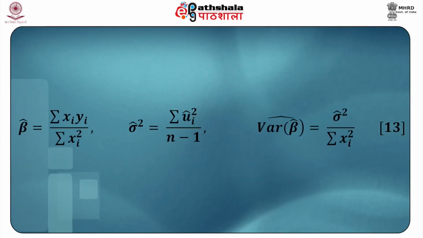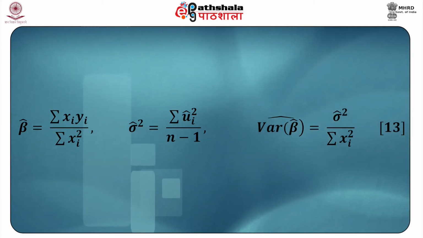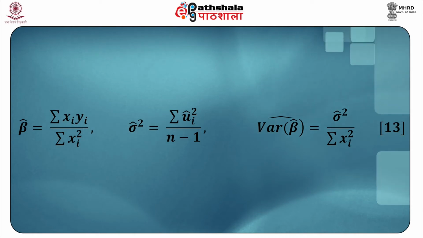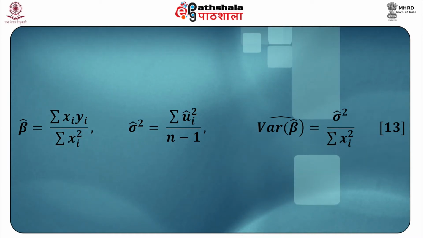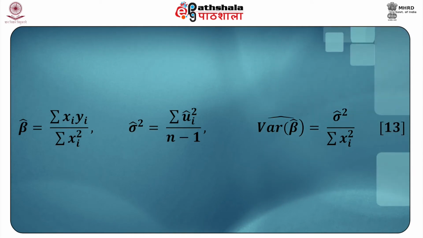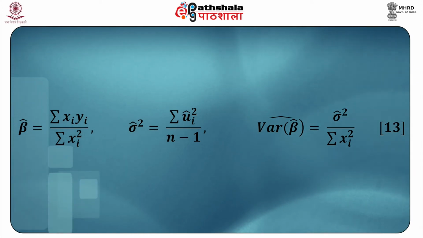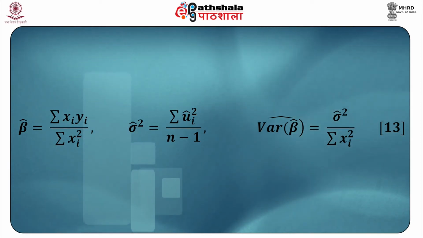homoscedasticity. The OLS procedure indeed assumes that wi is equal to 1 for all observations and yields the estimate beta hat equal to sigma xi yi upon sigma xi square, and sigma hat square is proved to be equal to sigma mu i hat square upon n minus 1. Variance of beta hat estimate is equal to sigma hat square upon sigma xi square. This is our 13th equation.